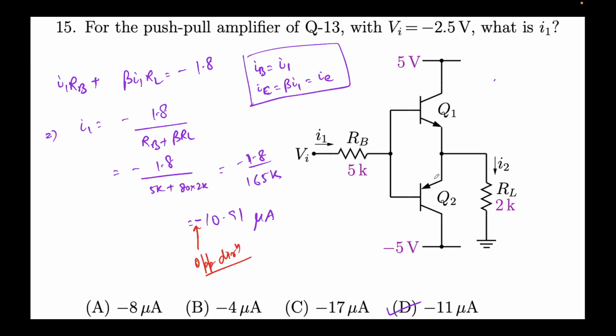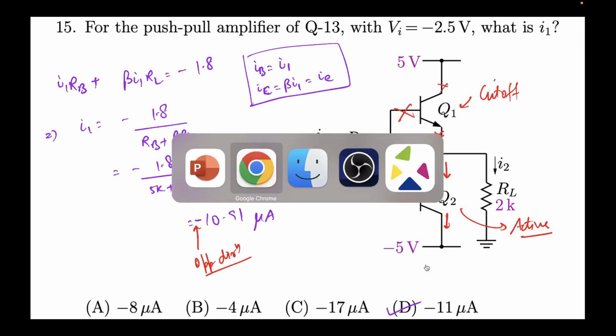Why is it opposite? It makes sense because in this cycle, when VI is negative, Q2 is in active mode, right? And Q1 is cut off. That's what we saw. So if it's in active mode, this means the current will be flowing in this direction actually, right? And here and here. And there is no current flowing through here. So what's going to happen? This I1 value will naturally be negative because current is coming in this direction, and I2 will also be accordingly negative. So we saw that, and the value that we have gotten is minus 11 microamps.